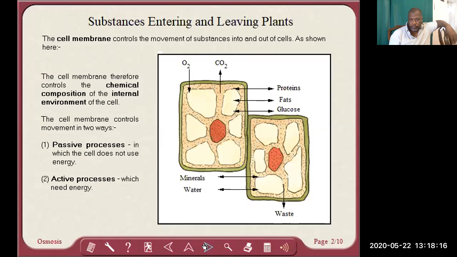Substances entering and leaving plants. The cell membrane controls the movement of substances into and out of cells, as shown here. The cell membrane therefore controls the chemical composition of the internal environment of the cell. The cell membrane controls movement in two ways: passive processes, in which the cell does not use energy, and active processes, which need energy.